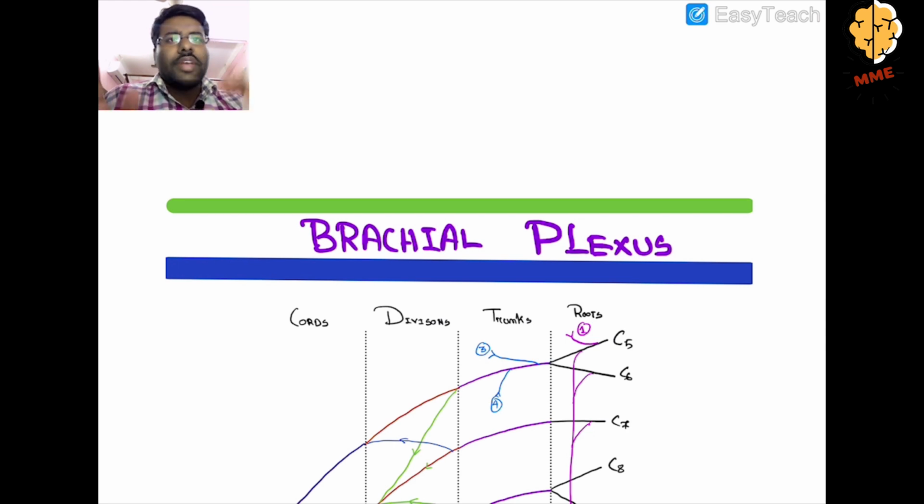I want to take the first topic, the upper limb. In this section I will explain the brachial plexus and the 3 nerves of our upper limb, along with the pictures. So let's start.